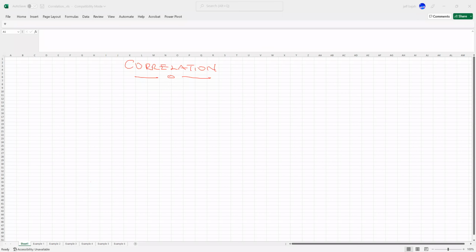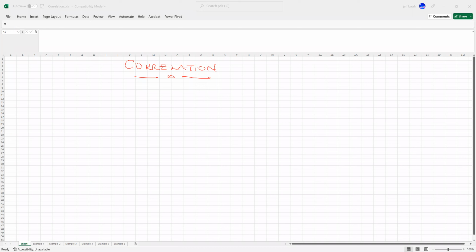Hi, everyone. Today we're going to learn something new. We're going to learn about a topic called correlation. I'm going to go over explaining what correlation is, and we're going to see how we can solve questions involving this. Now, what is correlation?